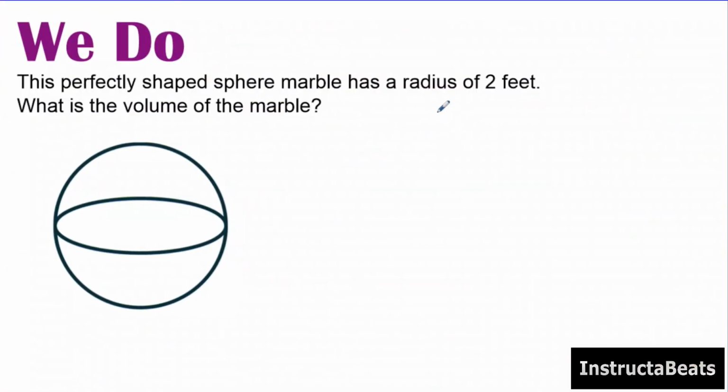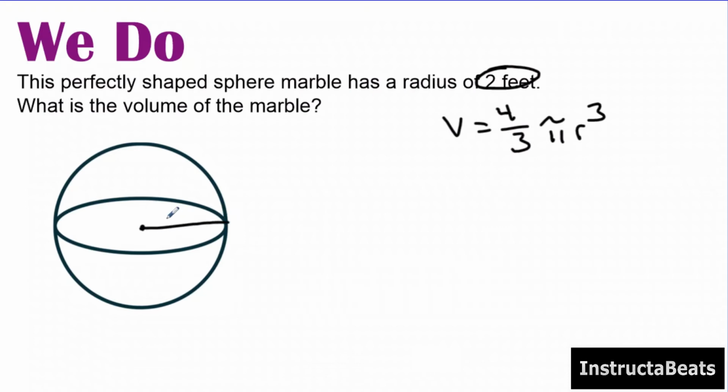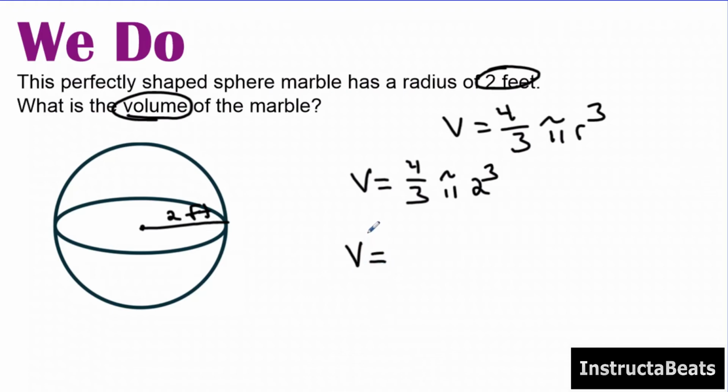My volume formula, just to make it easy, especially if you're using a calculator, is going to be 4/3 pi r cubed. And it says this perfectly shaped sphere marble has a radius of 2 feet. So my radius is 2 feet, which incidentally means my height would be 4. I want to know the volume, so all I'm going to do is plug my radius into the formula that we just derived using our formula for a cone. I'm going to do 4/3 pi 2 cubed. At this point you can use a calculator if you have one. If not, you can solve it out.